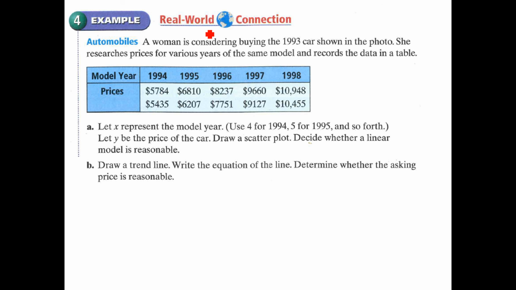Let X represent the model year. Use 4 for 94, 5 for 95, etc. Y be the price of the new car. Let's draw a scatter plot.